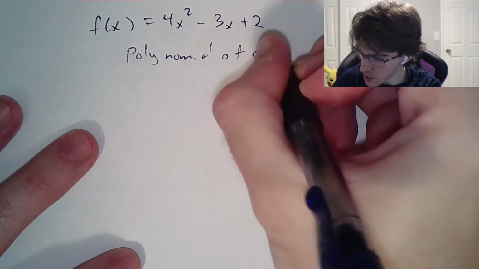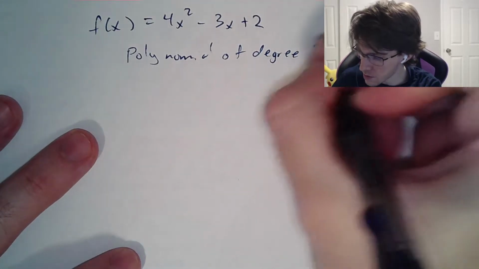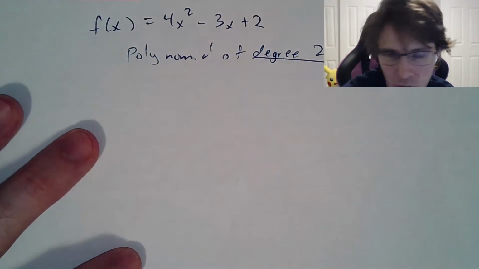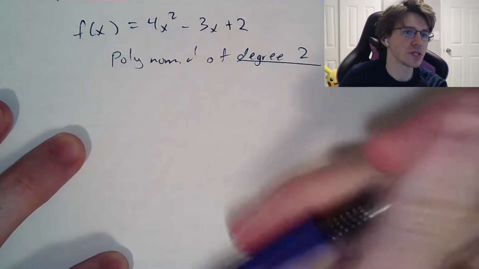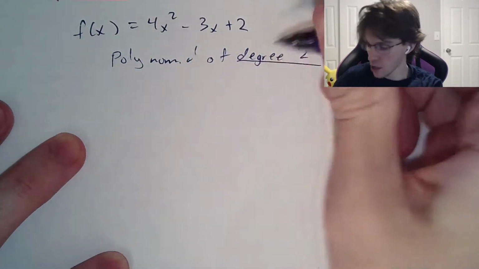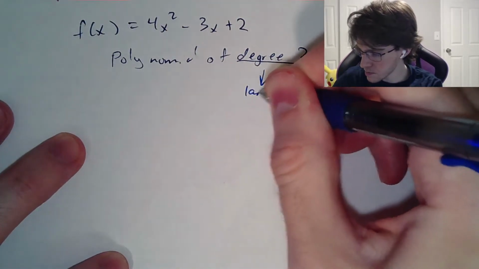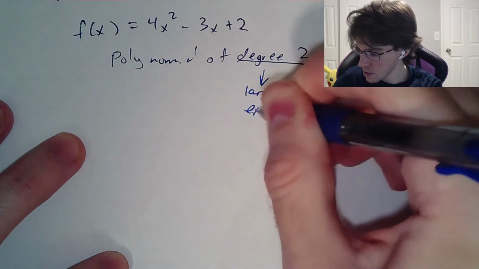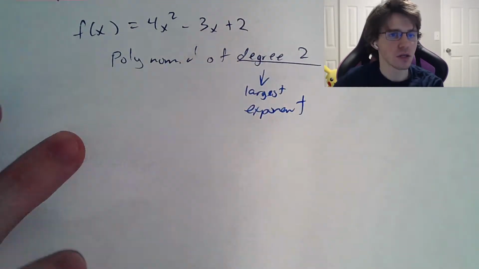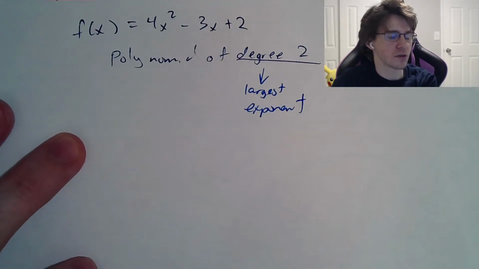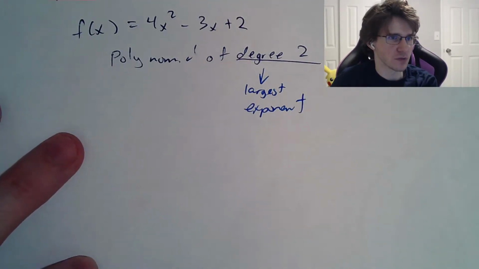of degree 2. And we call it a polynomial of degree 2 for a very simple reason. It's because this is the largest exponent in the question. So the largest exponent is going to get us our degree. So a couple things about this. You've seen these polynomials before in your work.